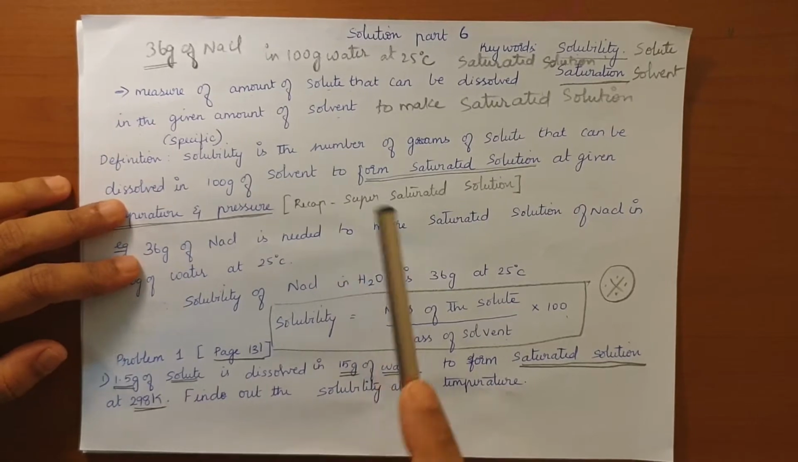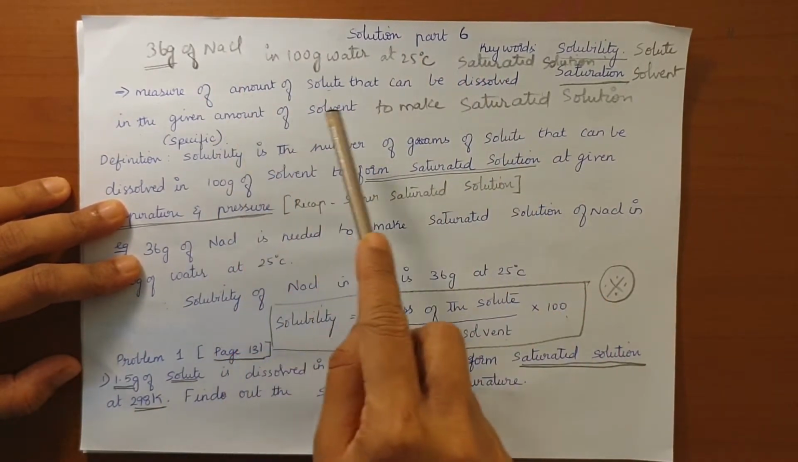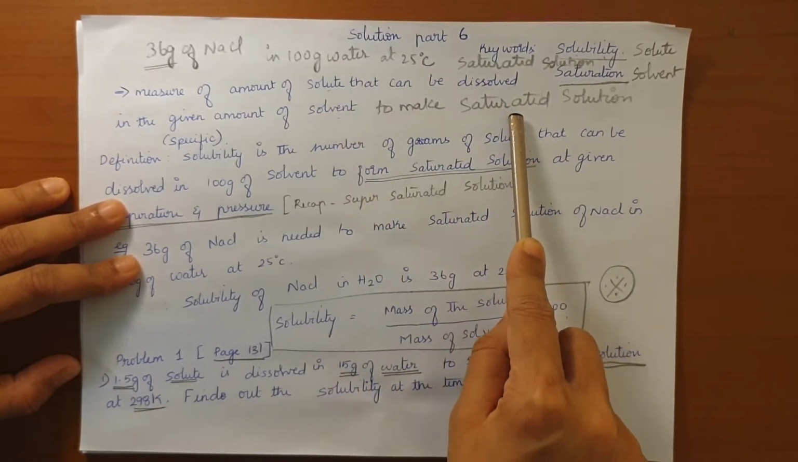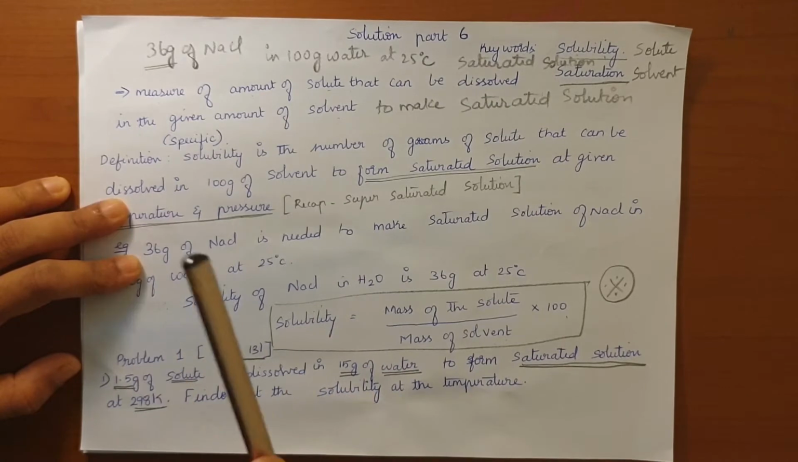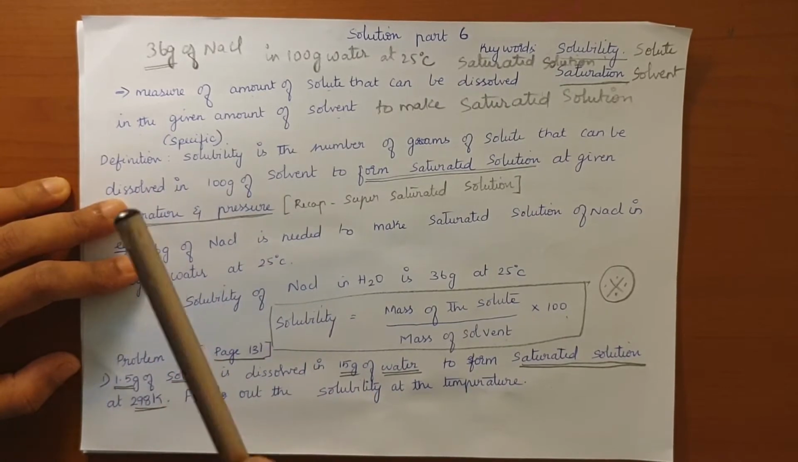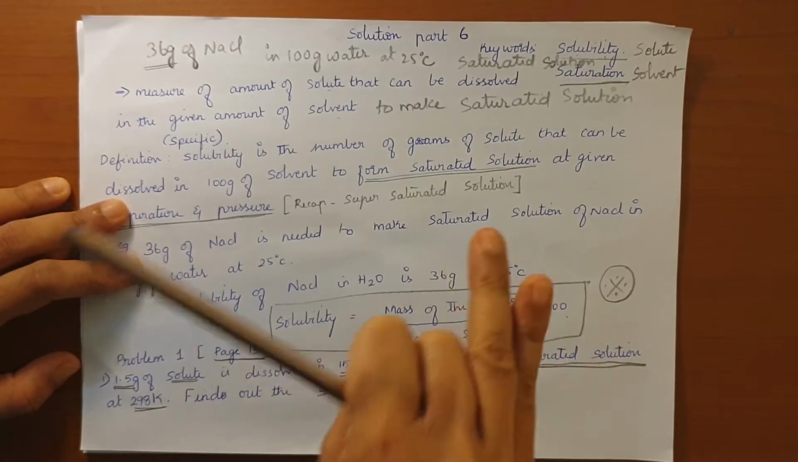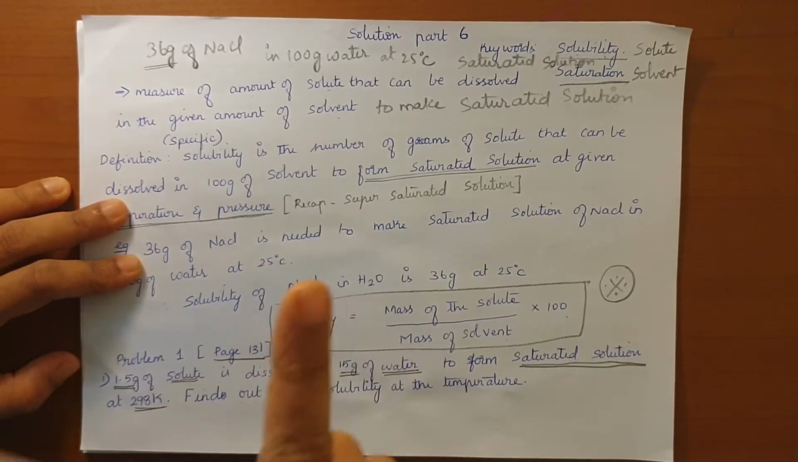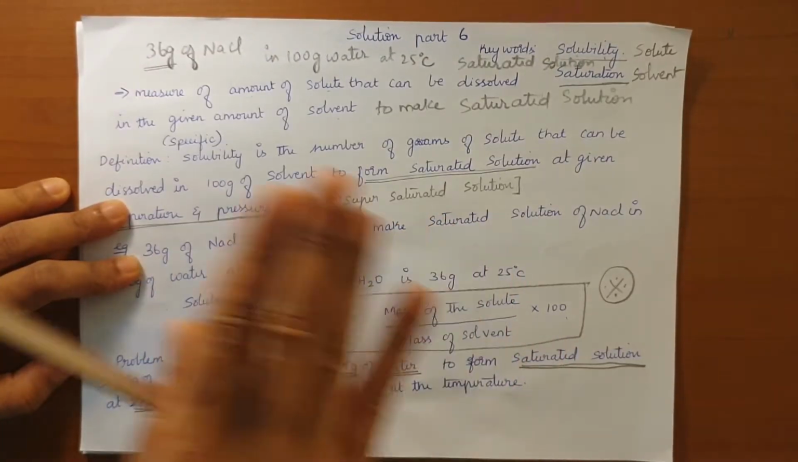Solubility is the maximum amount of solute that can be dissolved in 100 grams of solvent to make it a saturated solution. And you should always specify the conditions. The conditions are temperature and pressure, so temperature and pressure also should be specified. At least temperature you should specify.